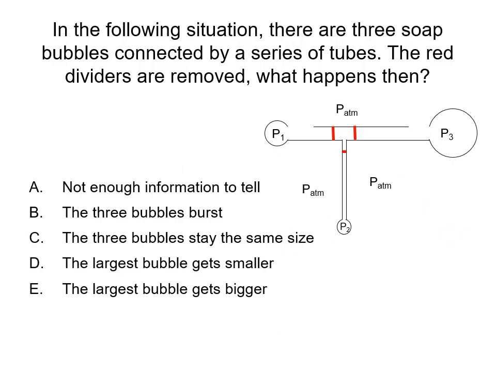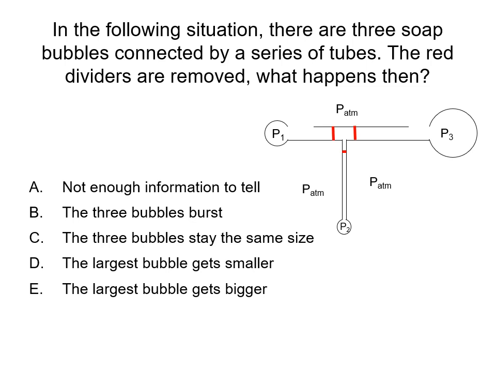Okay, so then that leads us directly into this concept question. In the following situation, there are 3 soap bubbles connected by a series of tubes. The red dividers are removed. What happens next? And there's a series of results there. So pause the presentation and think about what's going on with the pressure inside the bubbles and how that would impact the end result. Okay, and now what we'll do is we'll take it up.